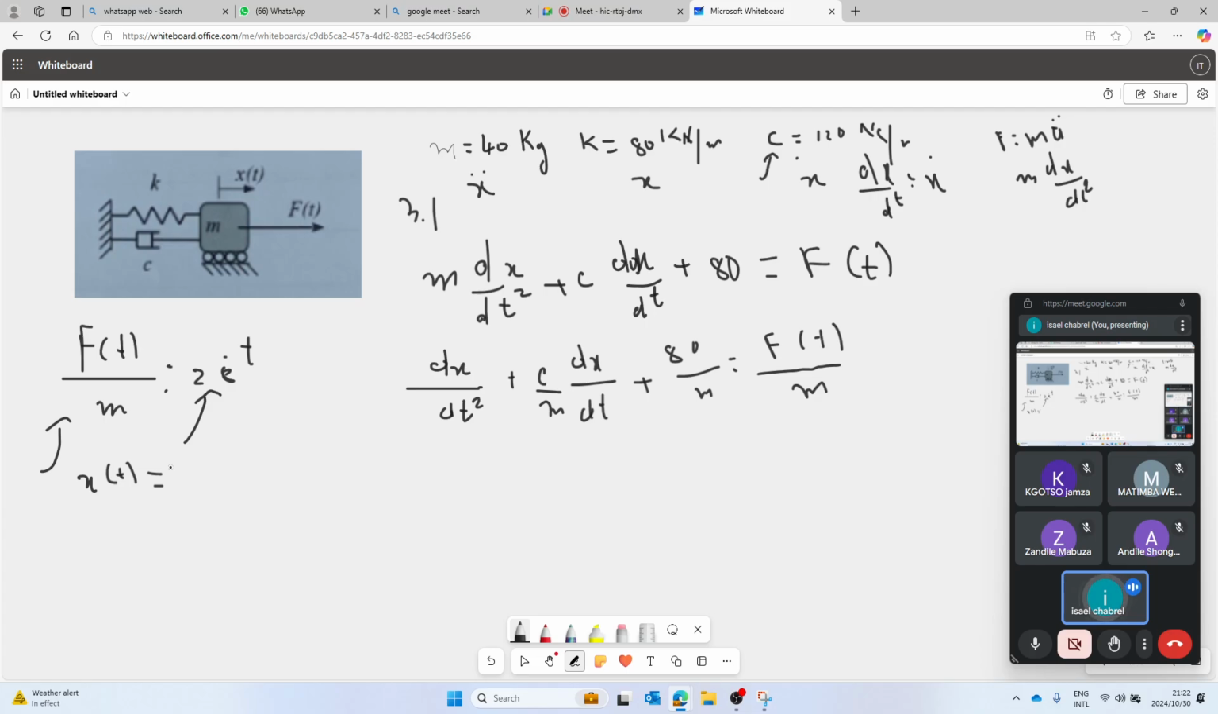But before we do it, we can substitute our values to get our expression easier. So how do we do it, Zandile, Mabuza, Koto, Machimba? We substitute the values. d²x/dt². Mr. Koto, my connection is working better after 8. I don't know why.